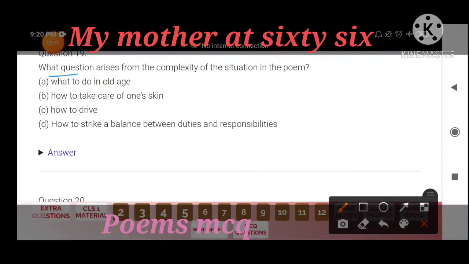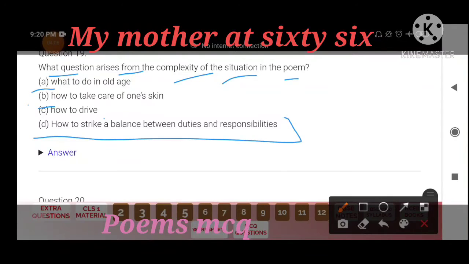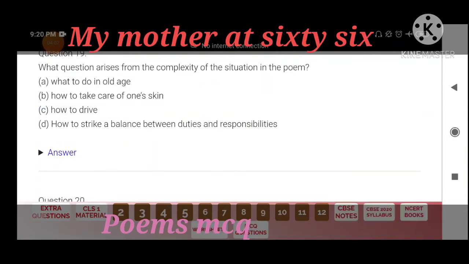What question arises from the complexity of the situation in the poem? Option A, what to do in old age, how to take care of own skin, how to drive, and how to strike a balance between duties and responsibility. Right, this one is the exact complexity in the poem, to strike a balance between duties and responsibility.